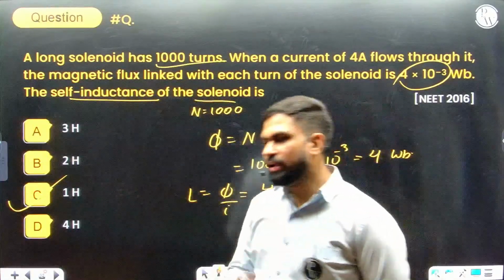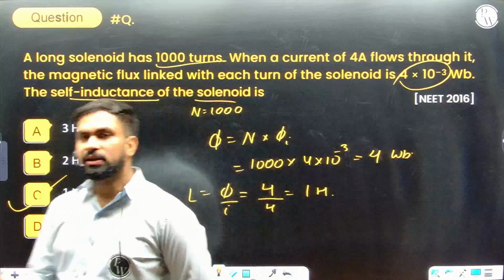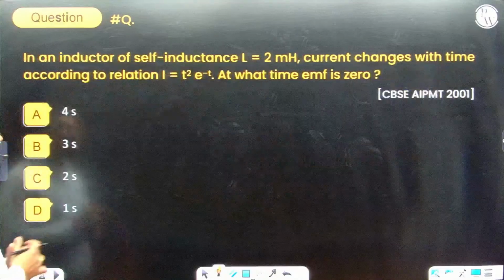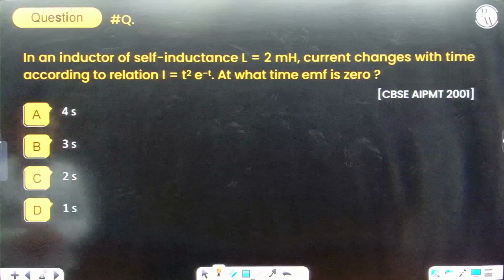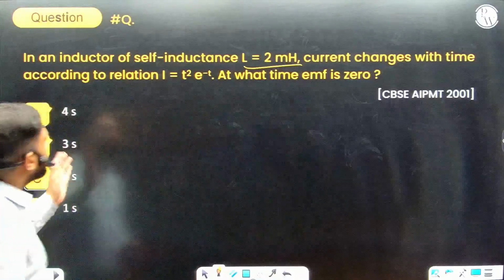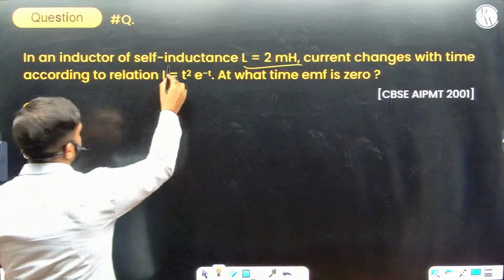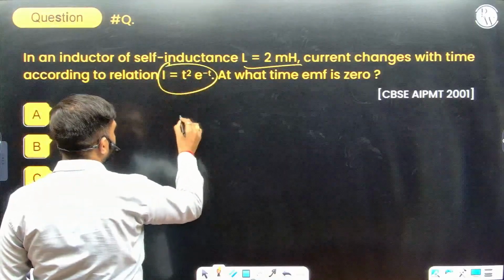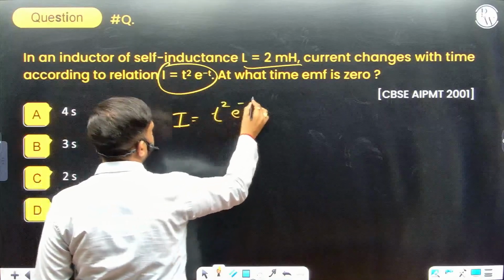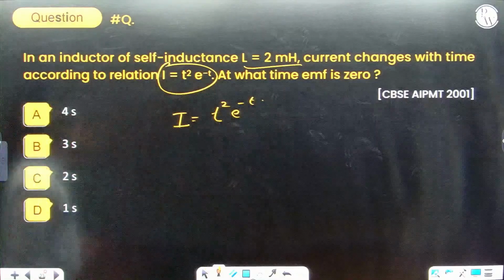See, such kind of questions NEET is asking. So definitely if you know the basics, if you know the proper way to solve, you can easily crack all of these questions. Next is, in an inductor of self-inductance 2 millihenry, the current changes with time according to the relation like this. Check. In such kind of problems, you just need to write di by dt, that's it. They are saying at what time the EMF is 0.